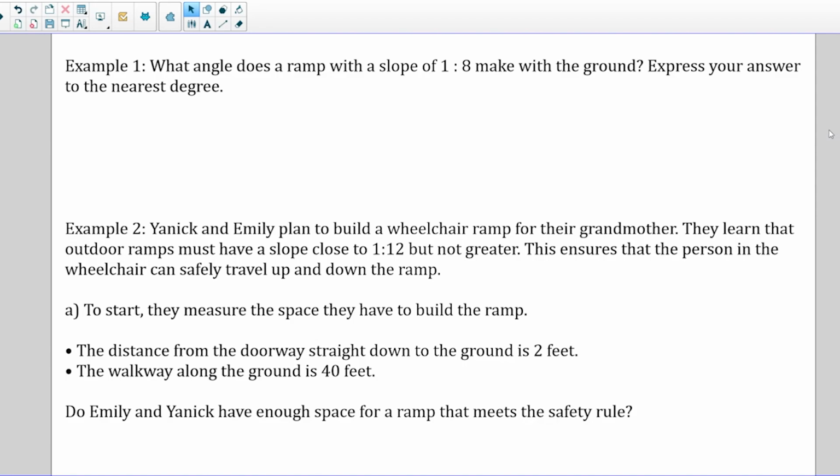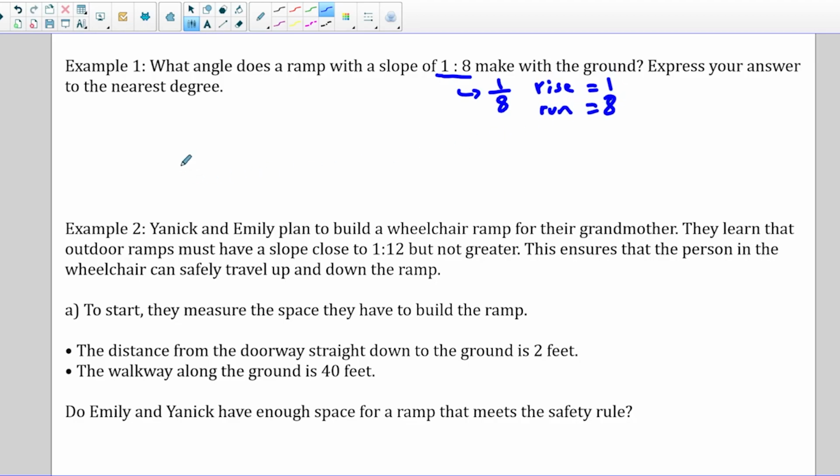So what angle does a ramp with a slope of 1 to 8 make with the ground? Express your answer to the nearest degree. So the first thing that we're going to notice is that because the slope is 1 to 8, we can actually express this as a fraction. 1 to 8 is the same thing as 1 over 8. If we turn this into a slope, we can understand that your rise is equal to 1 and your run is equal to 8.